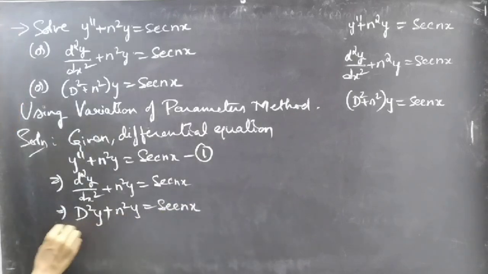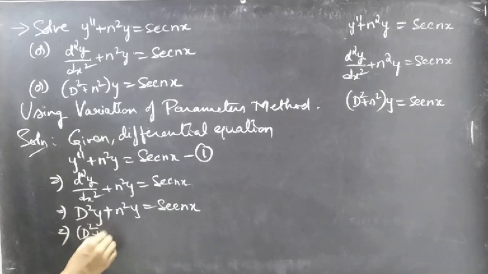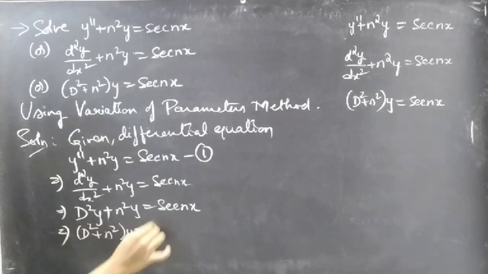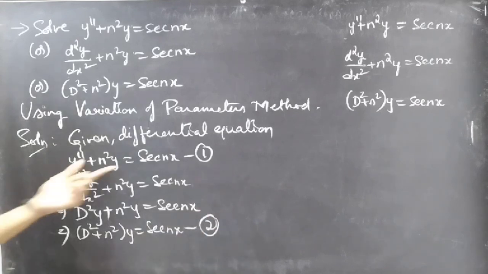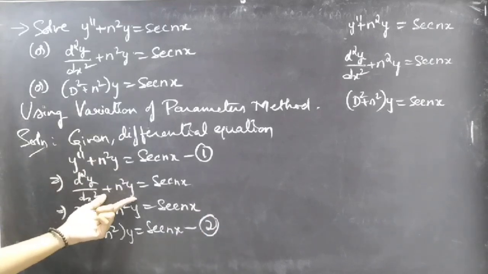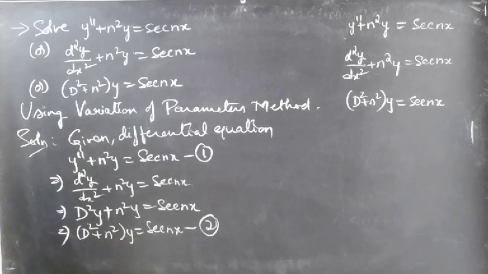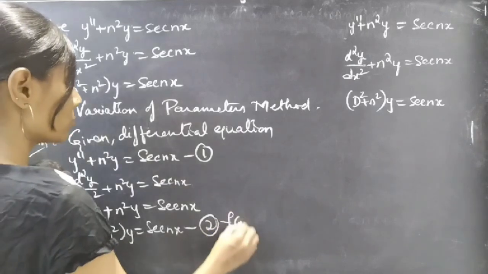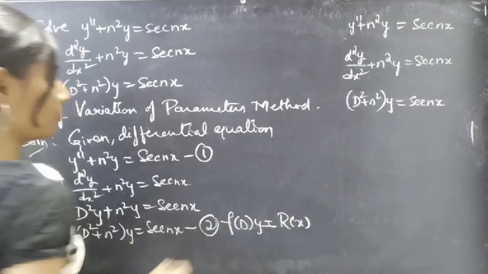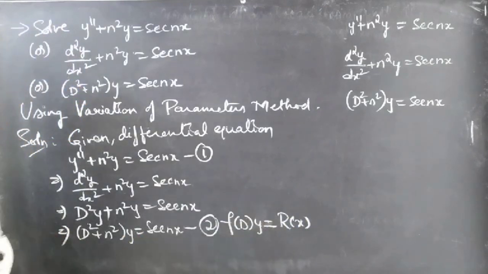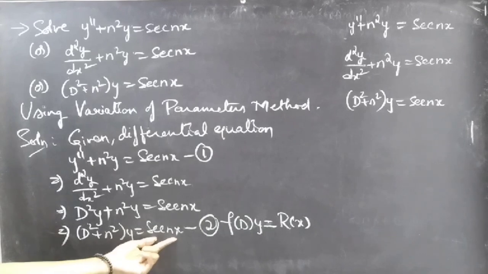Now take y common from the terms. In LHS we'll get d square plus n square into y equal to secant nx, considered as equation 2. See, the first equation and the second equation in operator form is our third equation: f of D into y equal to some function of x, right? Where f of D is d square plus n square and the function of x, that is r of x, is secant nx.